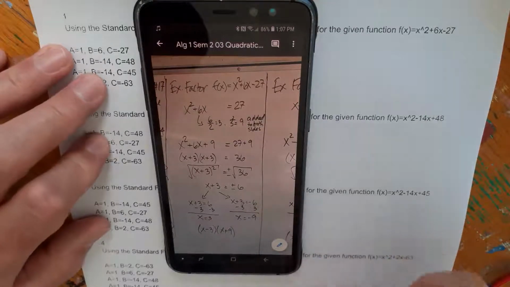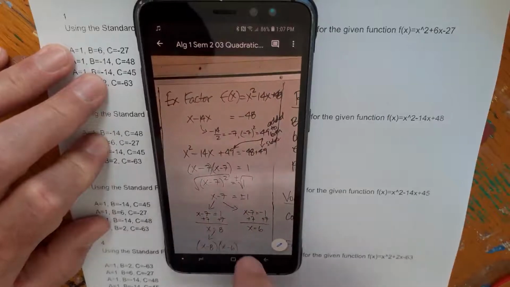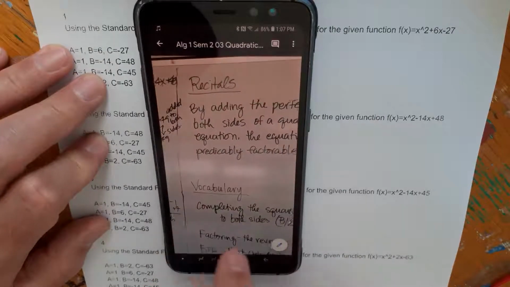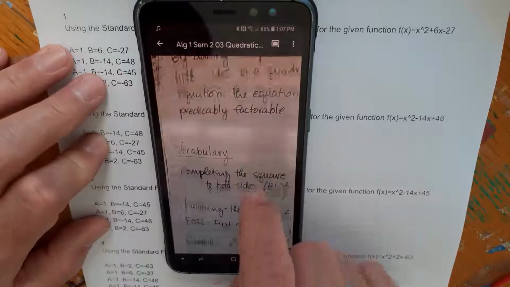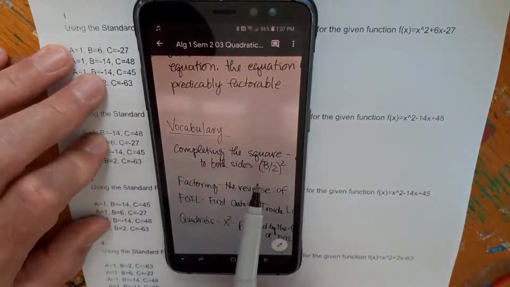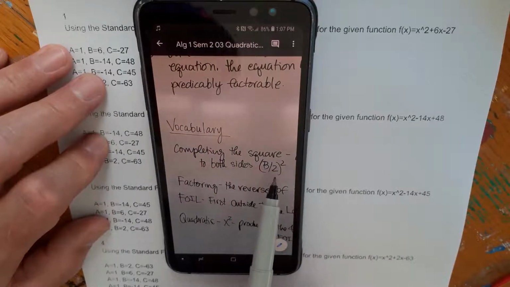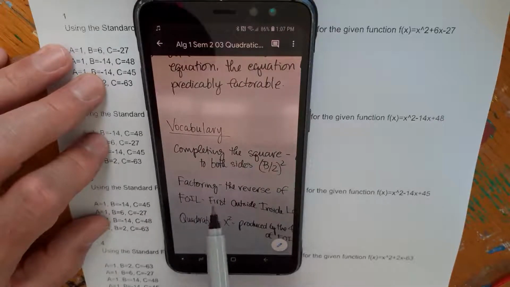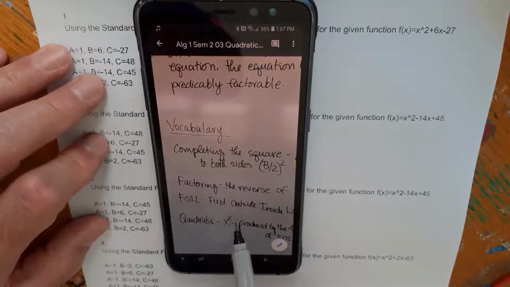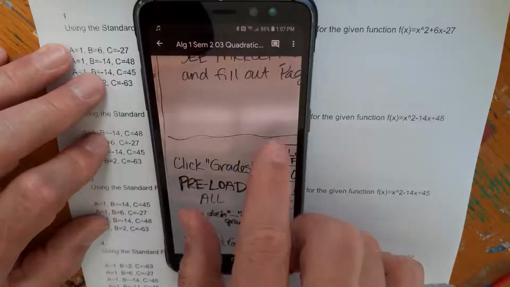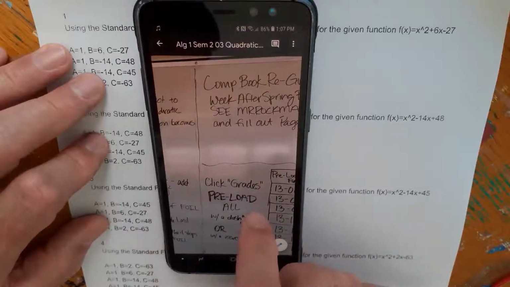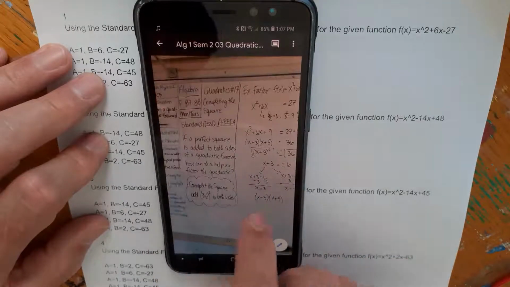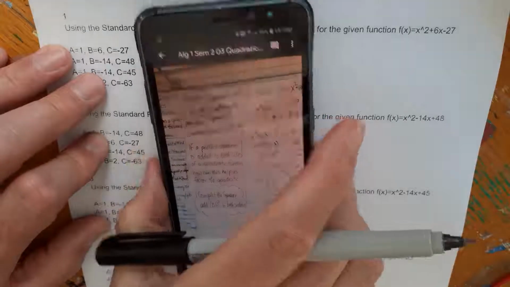All right, so these examples are very important. I can do it on the screen for you now, but it's very important to write them into your composition book. Here's some of the vocabulary: completing the square, b over 2 squared added to both sides, factoring, FOIL, quadratic is anything raised to the power 2. What else is in here? Just some information from class that day, which you do not need to know and do not need to copy.